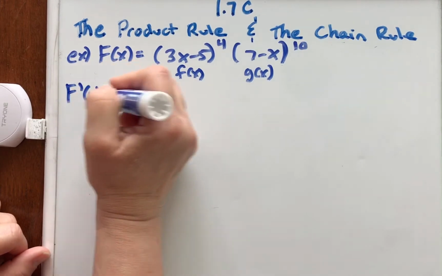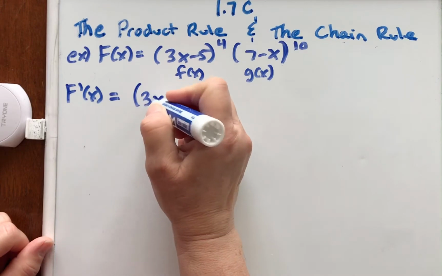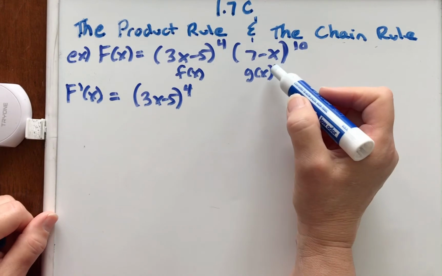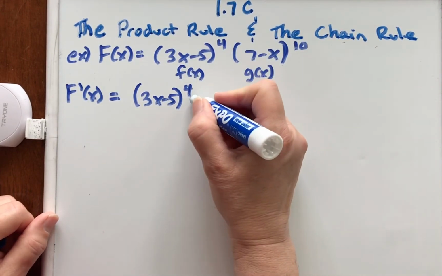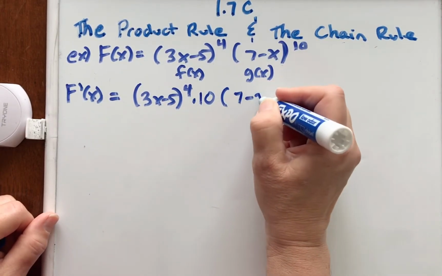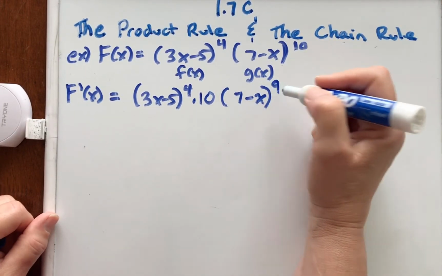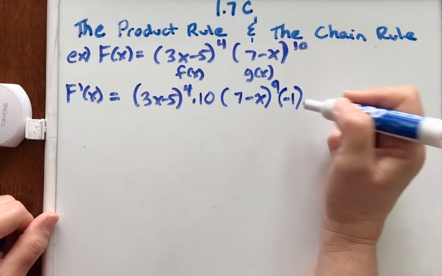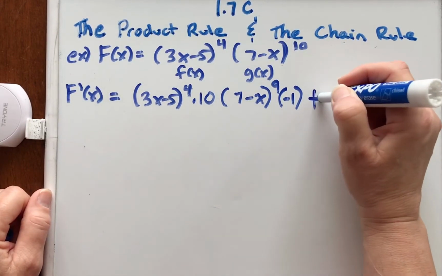f prime of x equals, we're going to keep f of x the same, (3x minus 5) to the 4th power, and we're going to multiply this by the derivative of g of x. Here we use the chain rule. We're going to bring the 10 down, so this is times 10. Leave what's inside, 7 minus x, minus 1 from 10 gives us 9, and then we take the derivative of the inside, which is times negative 1. All right, so that's the first part of the product rule, plus.